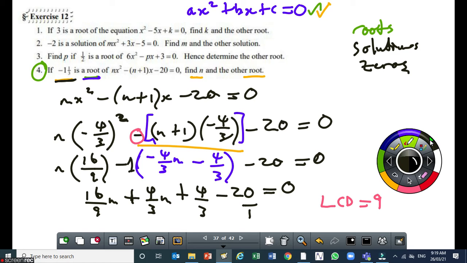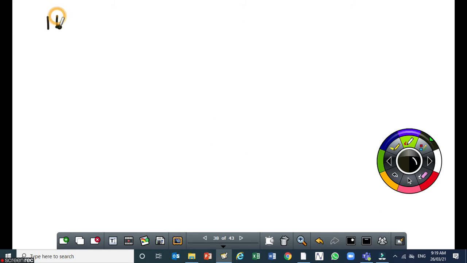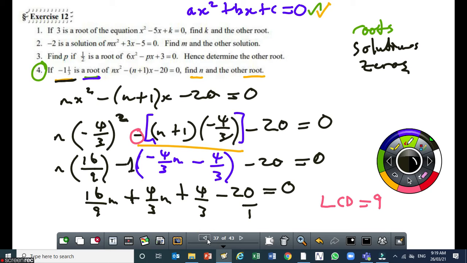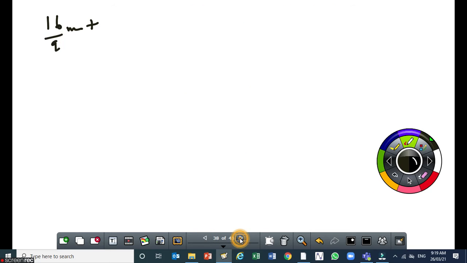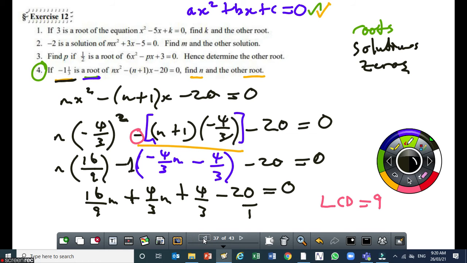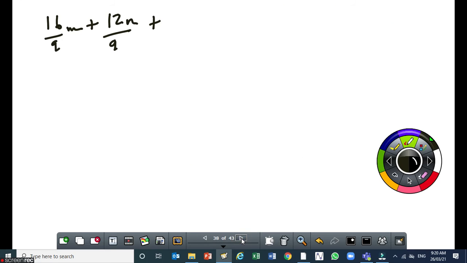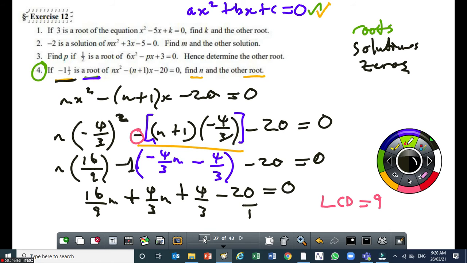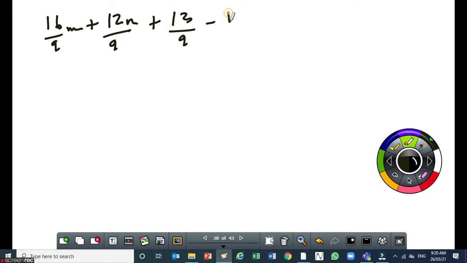Then moving on to the next page. If I move on to the next page, this 16 over 9 remains as it is. So I end up having 16 over 9n plus. Multiply by 3 here, get 9, multiply by 3, I'll get 12. So that will become 12n over 9 plus, okay, this will become 12 over 9, and then there's a minus there. Multiply this by 9, that by 9 is 1, minus 180. I'll have a 0 on the right hand.